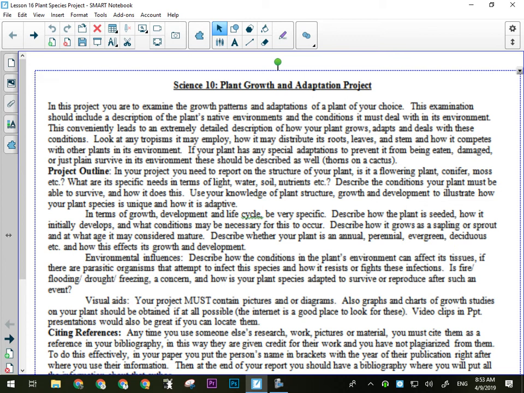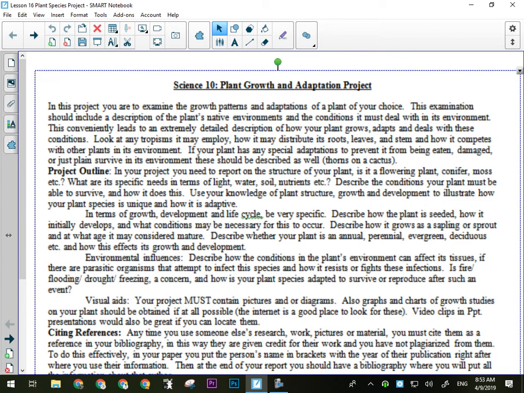How is it suited to survive where it survives? We want to look at that from the standpoint of the things we've talked about in class that plants do. So things like tropisms, plant hormones, how they transport water and nutrients, how osmosis creates the pulling force. How does that kind of stuff work in the environment in which your plant grows? So it's got to be about adaptation and the stuff we've talked about in class in terms of how a plant works. You're going to examine growth patterns and adaptations of a plant of your choice.